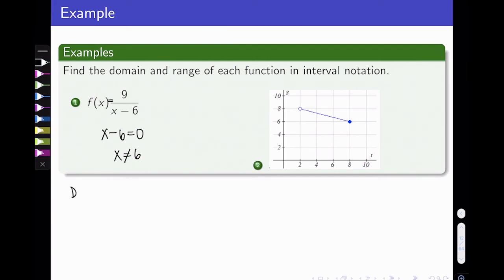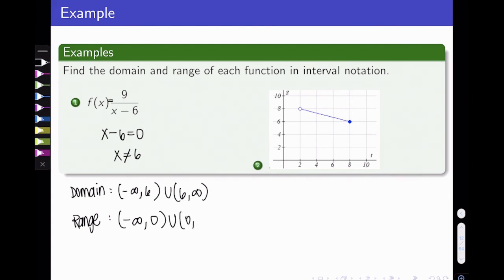And so the domain is going to be all numbers from -infinity to 6 with a parenthesis because we want to exclude it. Parenthesis means not included, but up until. And we'll union that with every number from 6 to +infinity. And so essentially we're skipping over 6. The range is going to be all values from -infinity to 0, that's y equals 0, union with 0 to infinity because this fraction will never equal 0.